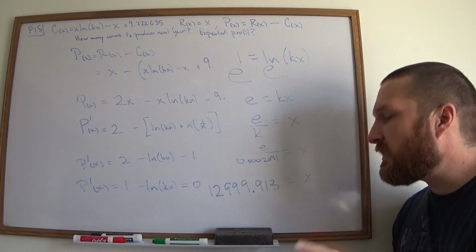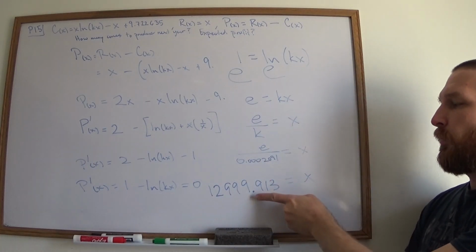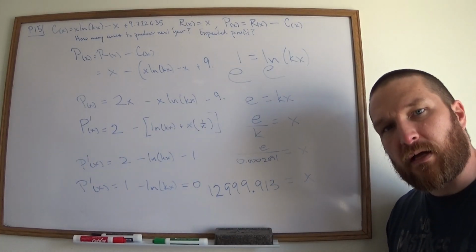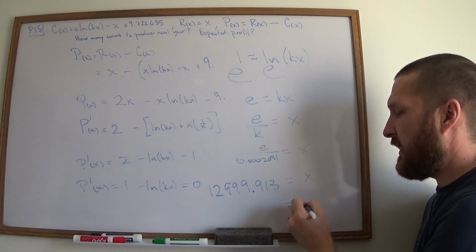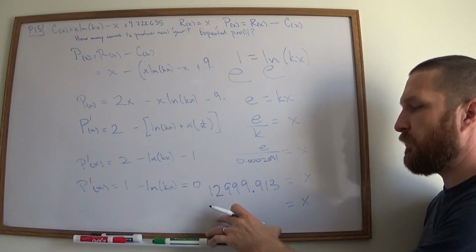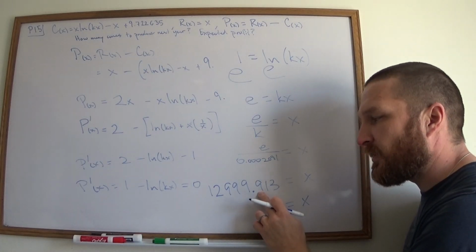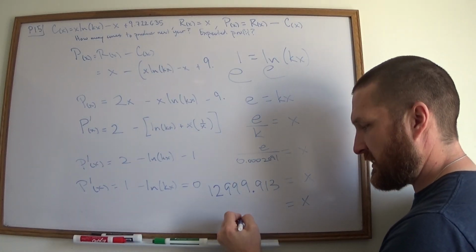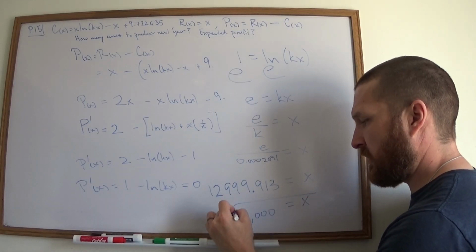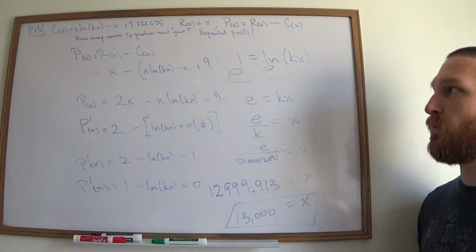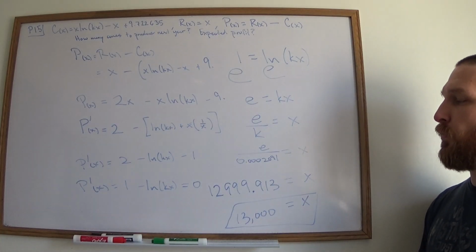12,999.913. Now you can't manufacture 0.9 of a cone, right? So we're just going to say that the number of cones that we should produce is going to be the nearest one. So I'm going to say 13,000. 13,000 cones is how many cones we should produce.